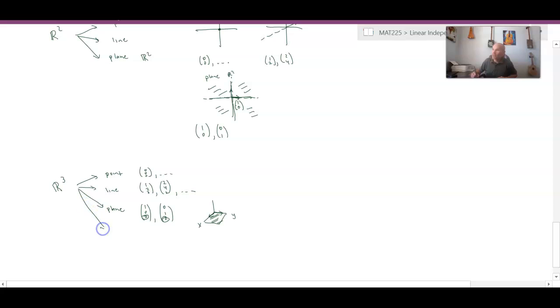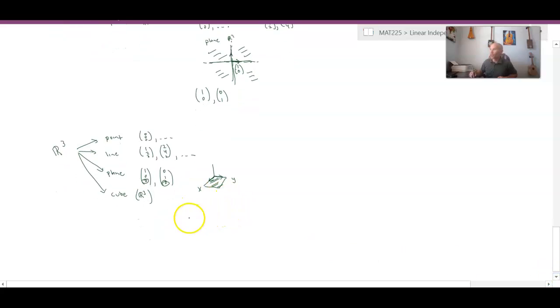Now, there's always going to be another case when you increase the dimension. Well, what's beyond a plane? Well, that's going to be the entire cube, which is all of R3. So there are 4 possibilities. There's point, line, plane, cube. And to span a cube just means that I can get anywhere that I want.